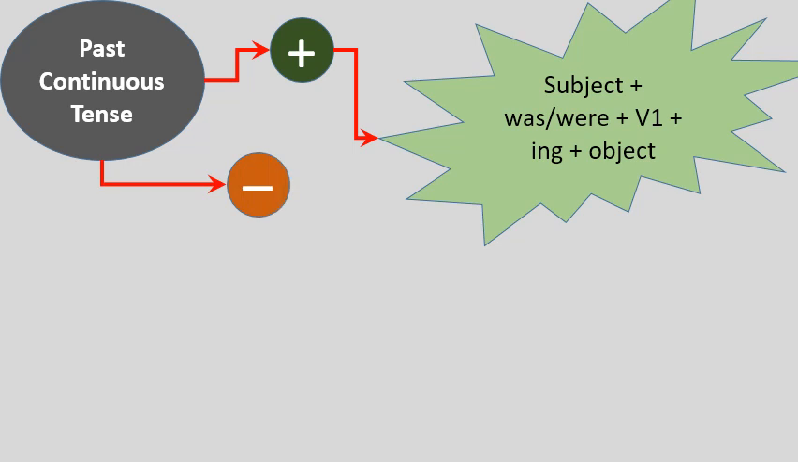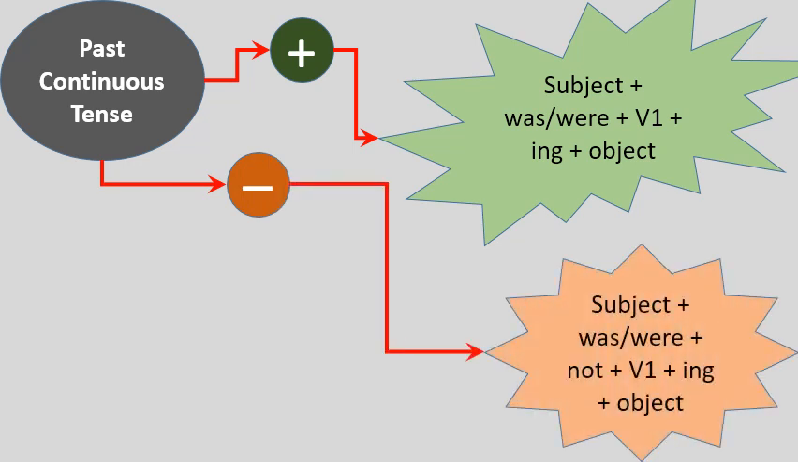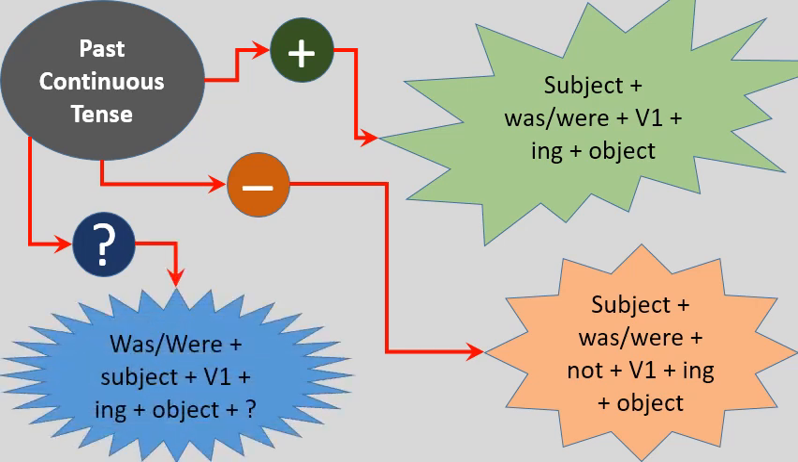In the negative sentence, the structure will be subject plus was or were plus not plus first form of the verb plus ing plus object. For example, she was not sleeping when he came home. In the interrogative sentence, the structure will be was or were plus subject plus first form of the verb plus ing plus object. For example, was she sleeping when he came home?